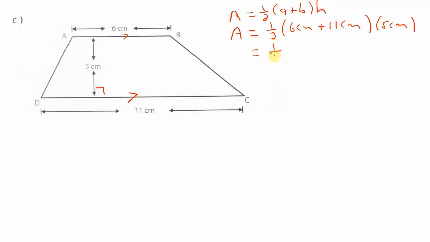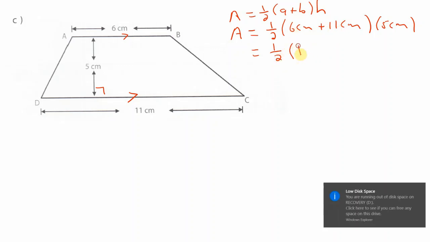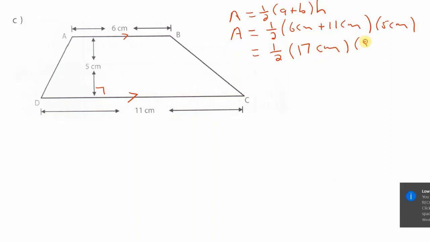So if we simplify, 6 plus 11 centimeter results in 17 centimeter. We still have to multiply by the 5 centimeter. So 10 times 5 is 50, 7 times 5 is 35, so it's 85. So we have half of 85, which is 42 and a half square centimeter.